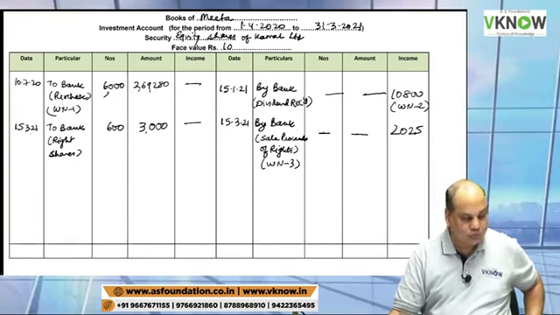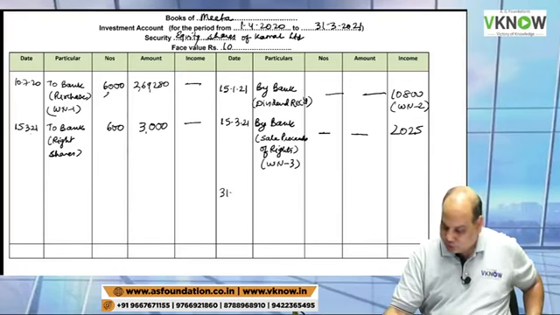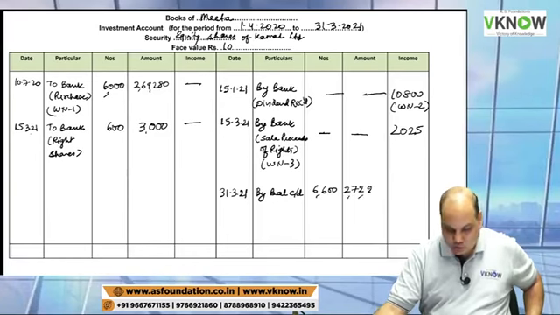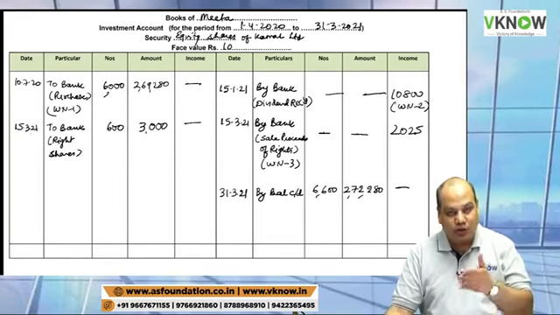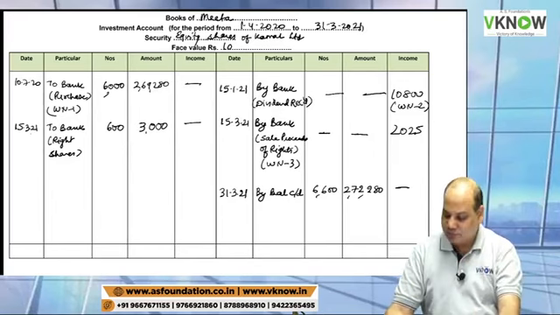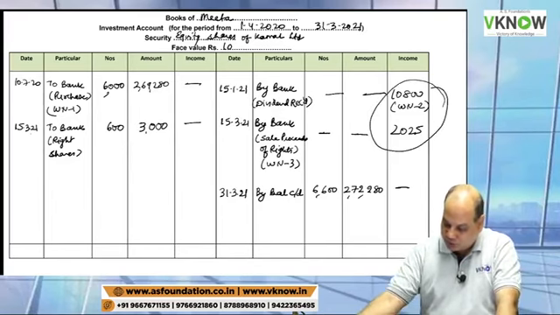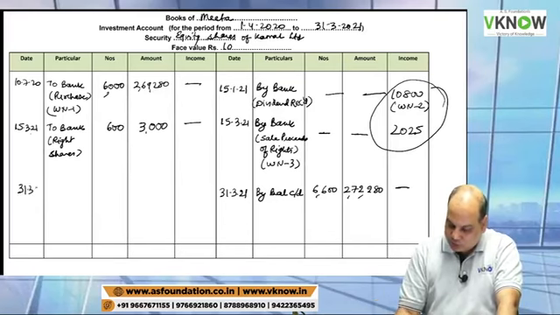Working note 2. There is no sale in this problem. Interesting question, no sale. 31st March 21, by balance carried down. So the number will be 6,600, and the amount will be just the total of the two, 272,280. Even if you don't prepare the closing stock working note, in this question it will tally because there is no sale. And then this income I will transfer to P&L account, 31st March 21.